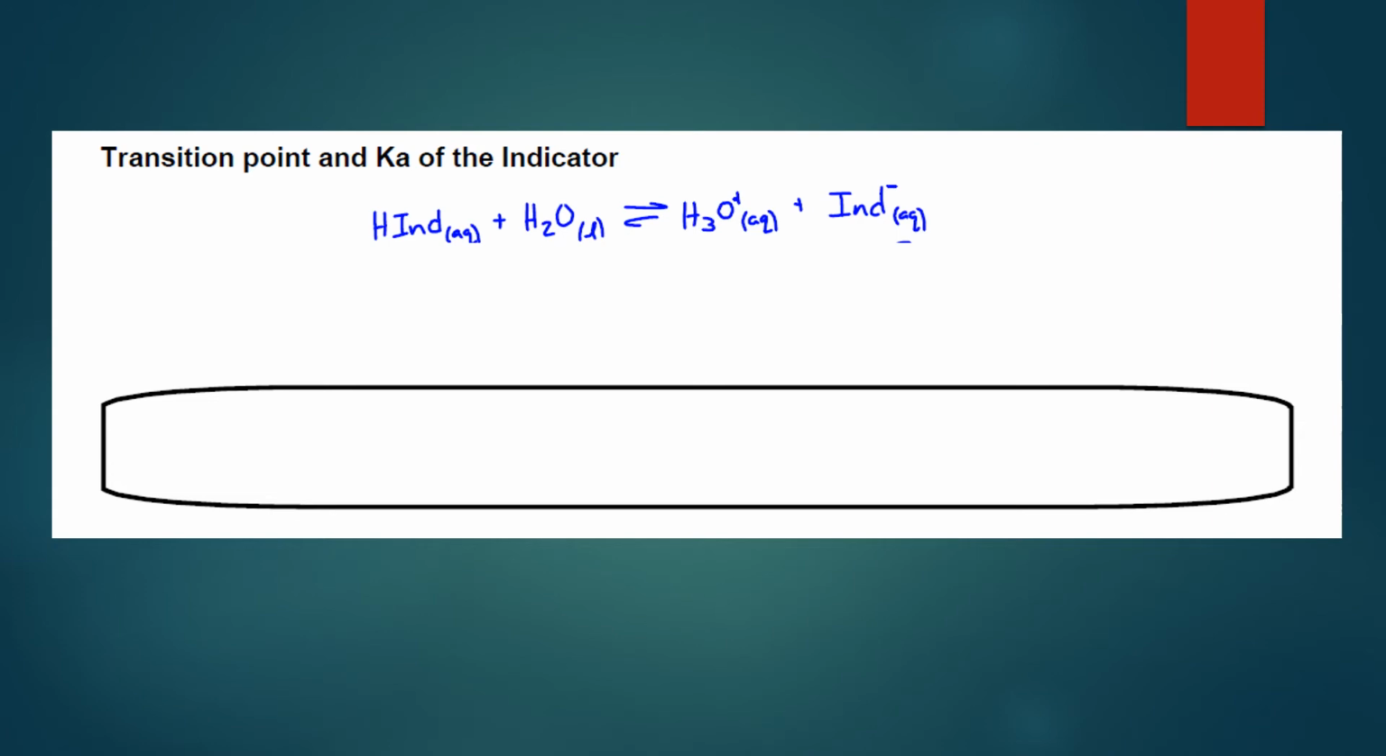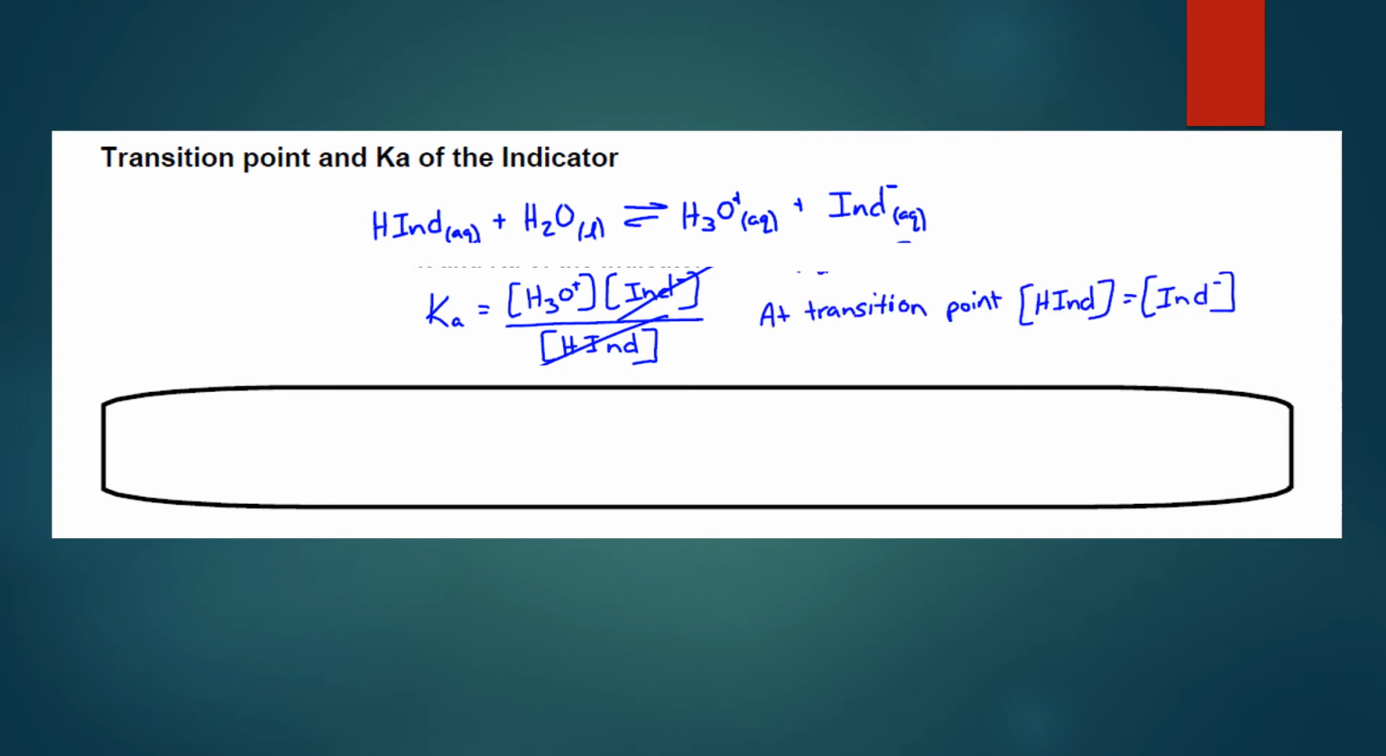So with the transition point and Ka of the indicator, here we have our HInd plus H2O yielding the H3O plus and the Ind minus. That's because indicators are weak acids. If we look at the Ka for this particular reaction, we're going to take our products over our reactants. And you'll notice that at the transition point, the concentration of the acid form and the base form is equal. That's why we get that color change in that midway color.